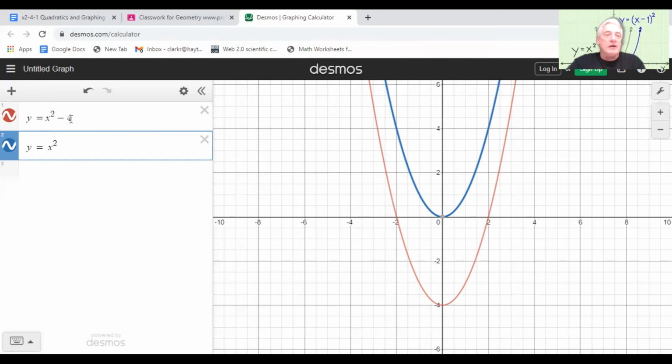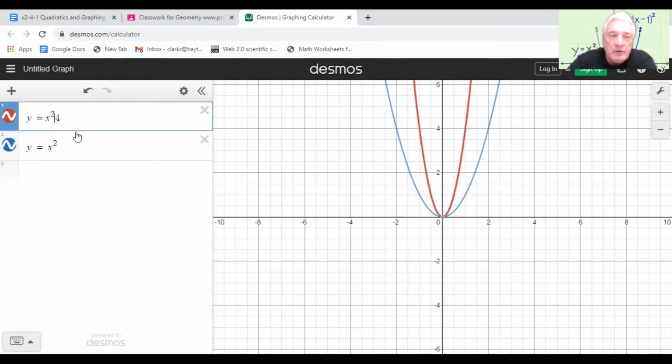The next one we're going to graph is, make this a plus sign. The parent function is here in blue, and your function, when you add the plus sign, yes, that takes your parent function and it moves it straight up 4.